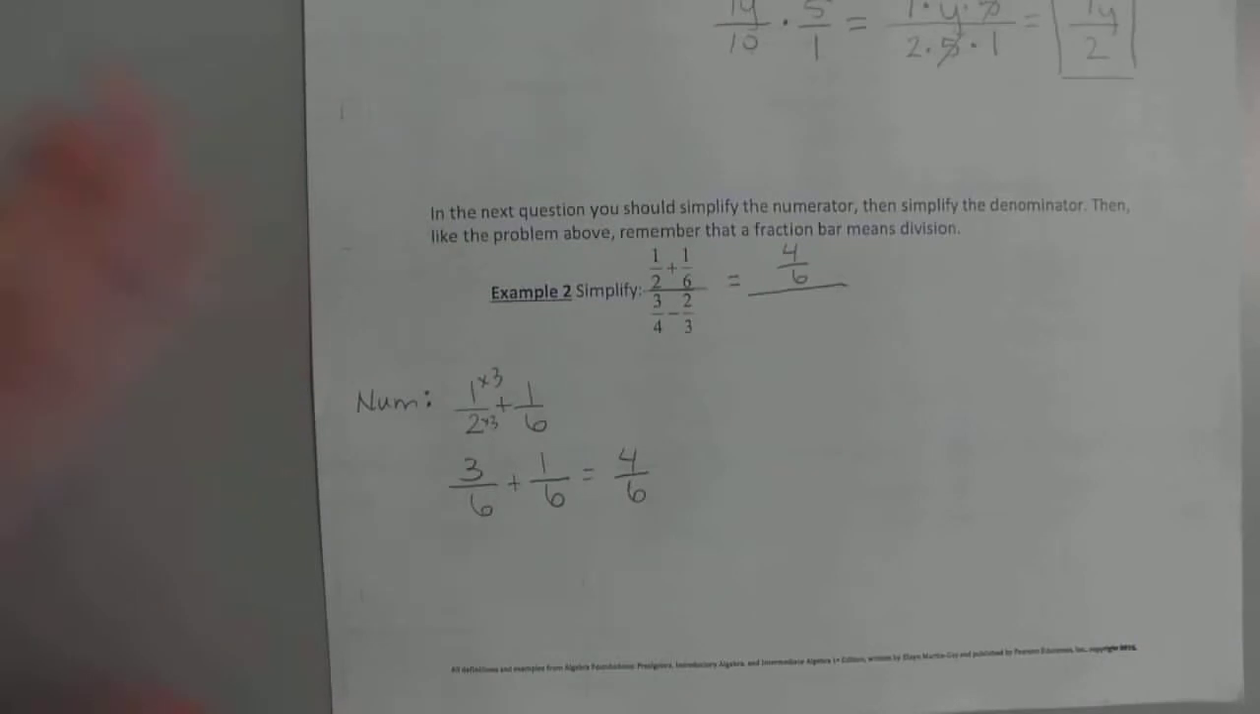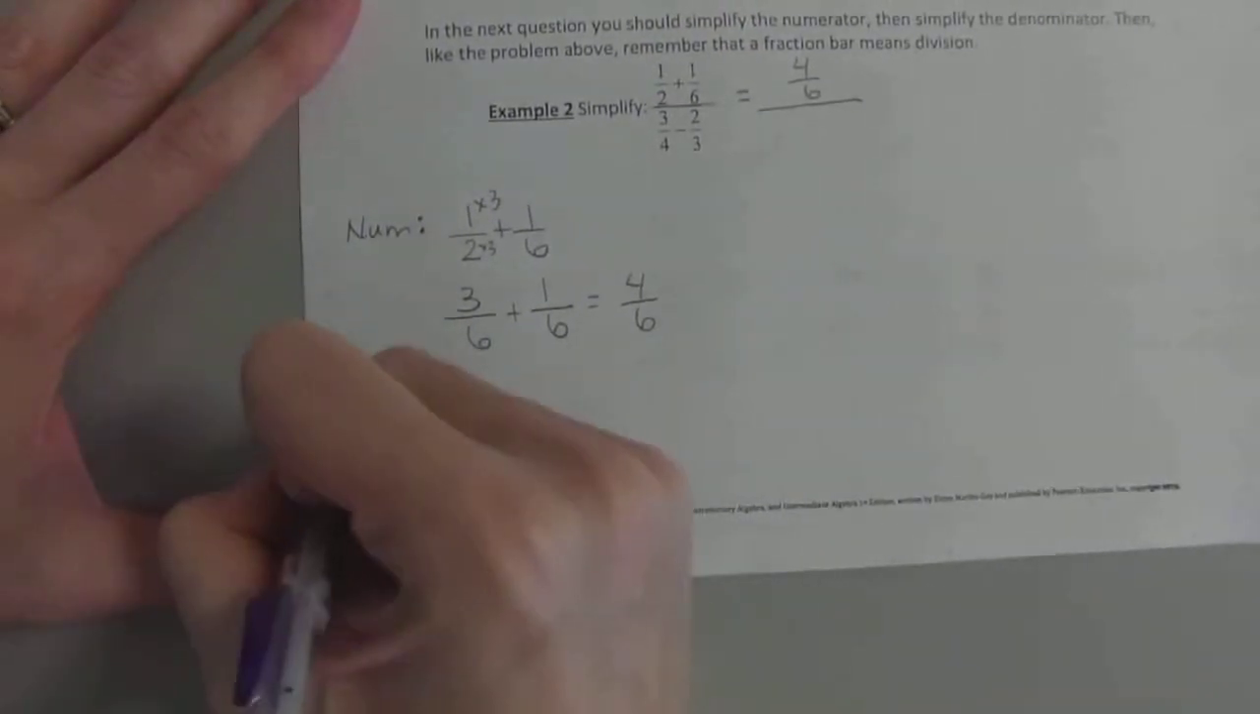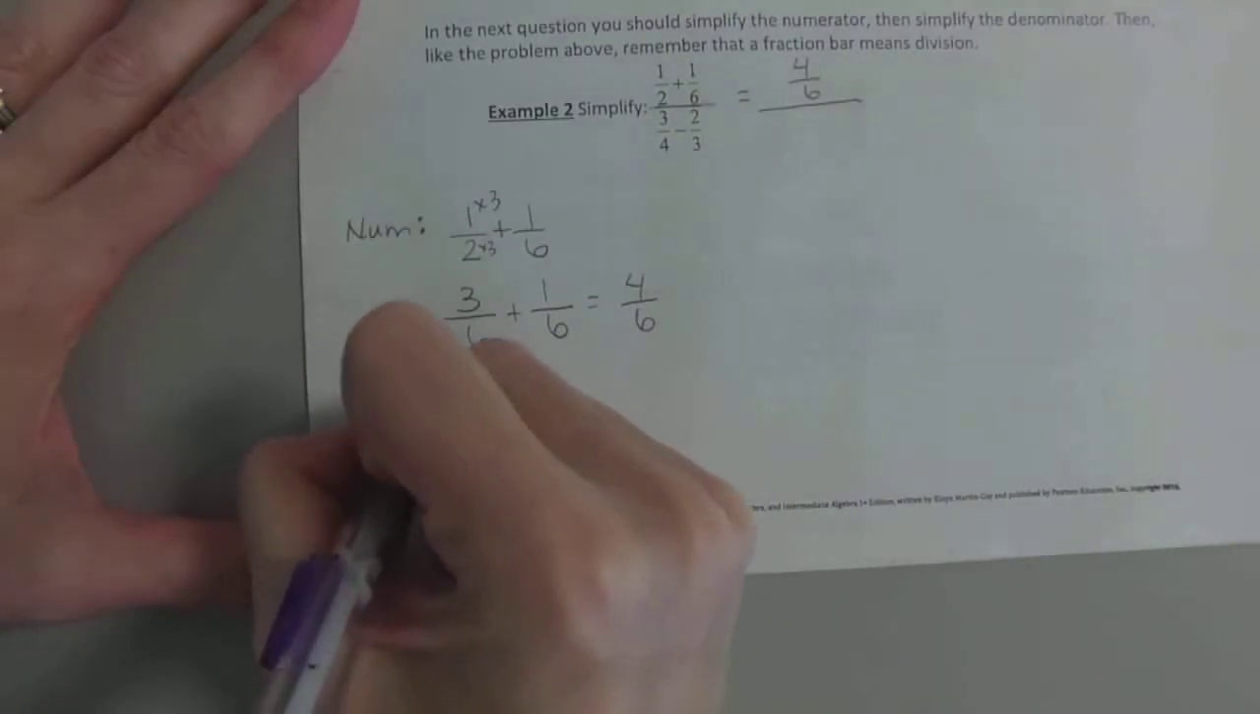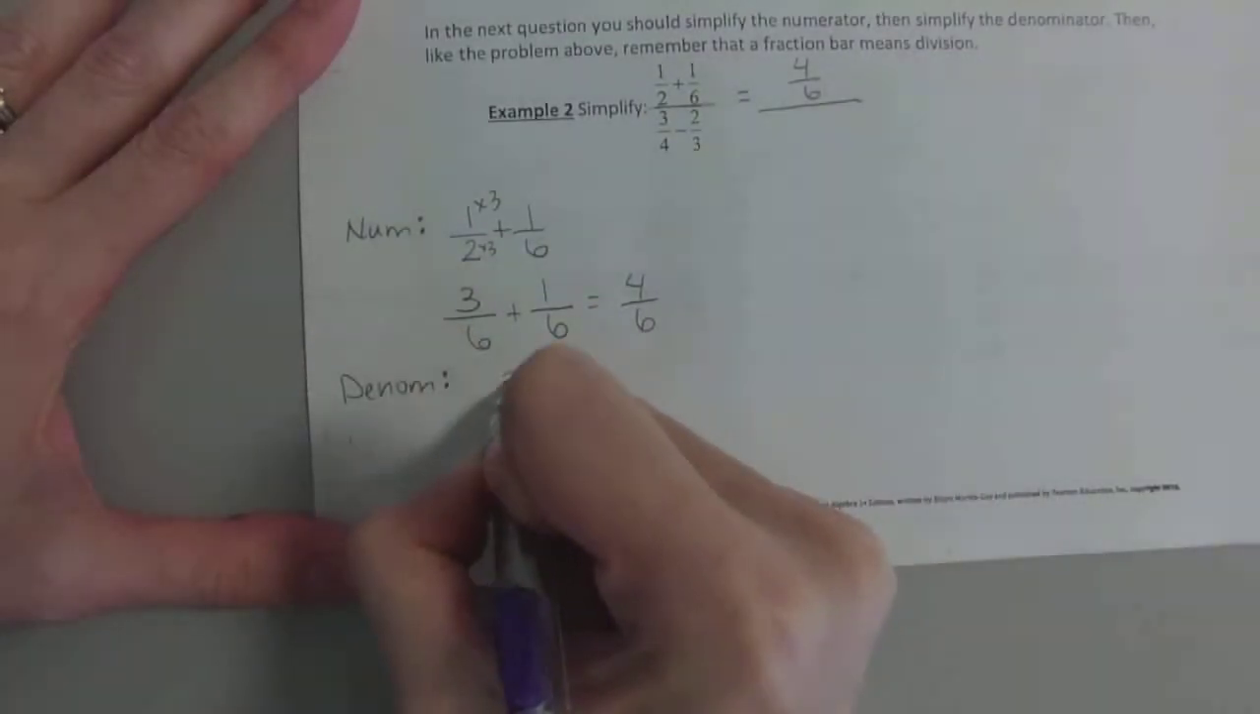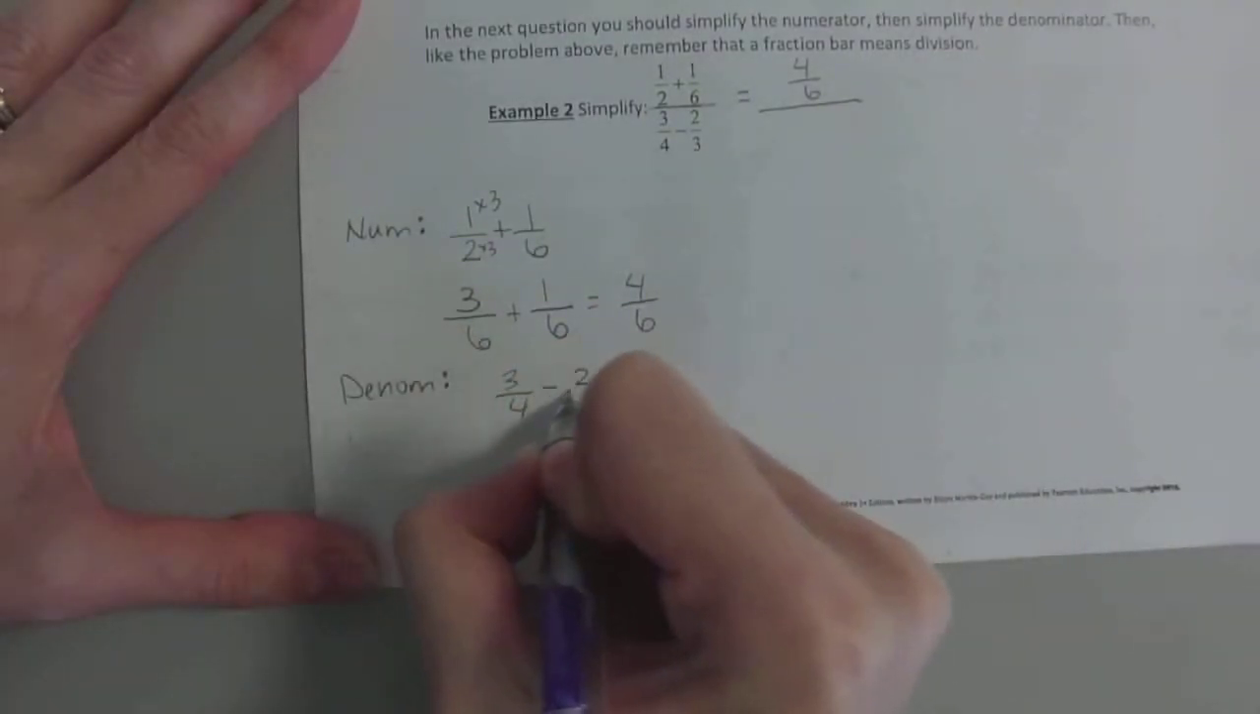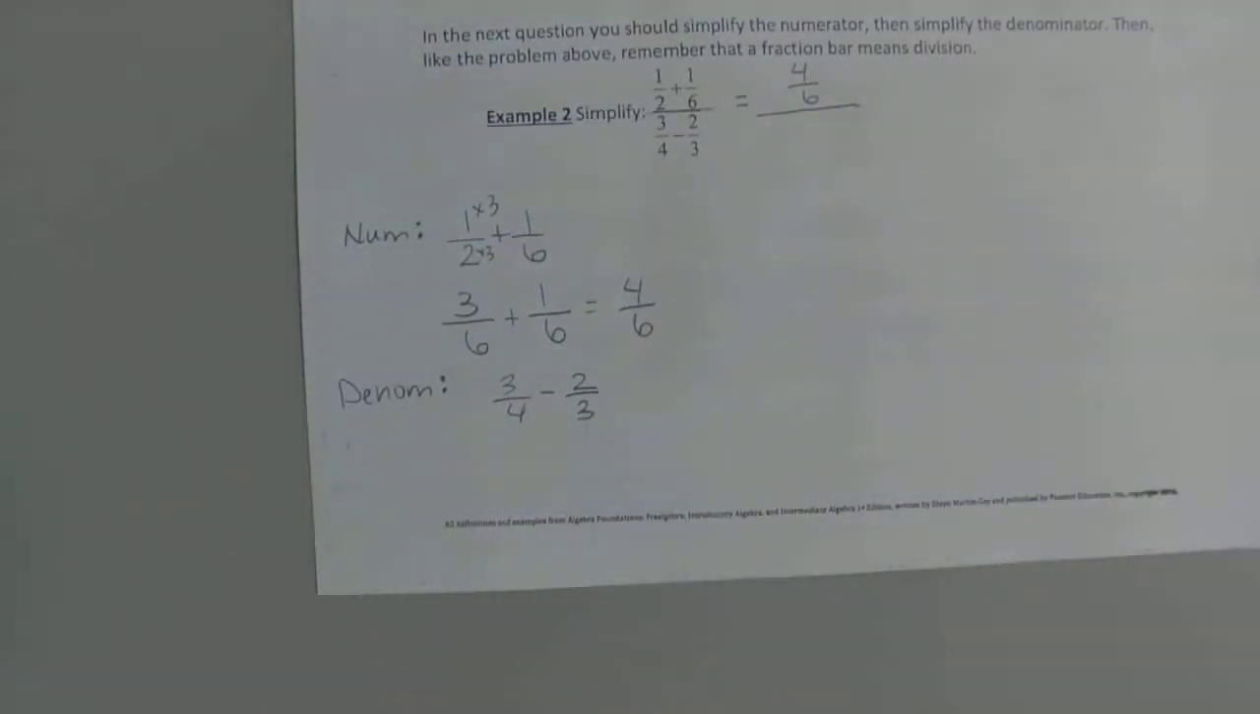Is that okay? We're going to do the exact same thing, but now with the denominator. Pull that denominator, 3/4 minus 2/3. Can I do 3 minus 2 is 1 and 4 minus 3 is 1, so it's 1 over 1? No. What do I need? A common denominator. Let's do the multiple method way again.